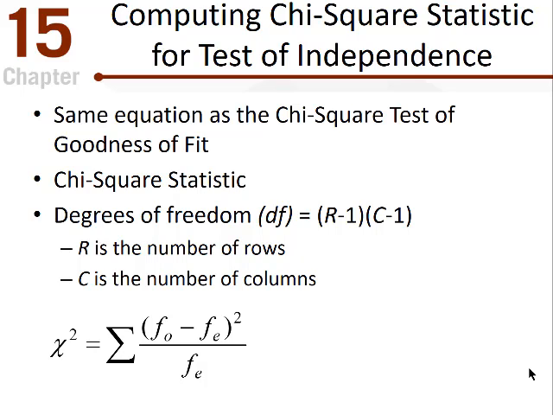Computing the chi-square statistic for test of independence, you can see is exactly the same as the chi-square that we did for the goodness of fit. So the equations are exactly the same. However, different is the degree of freedom, because here we are considering both the row and the column. So the degree of freedom is the rows minus 1 times the columns minus 1. But everything else is exactly the same. And again, let's look at how this is applied.